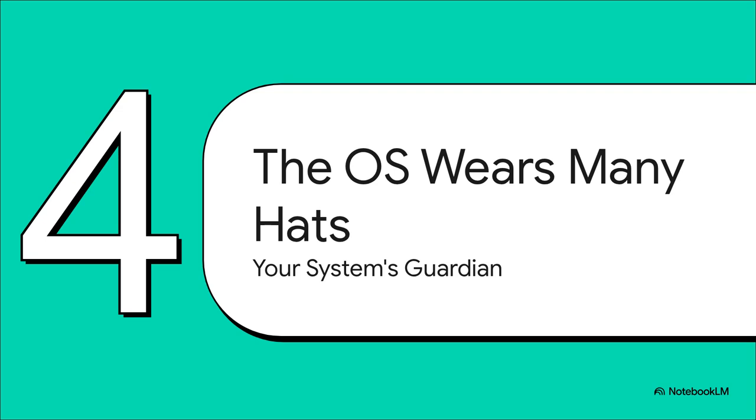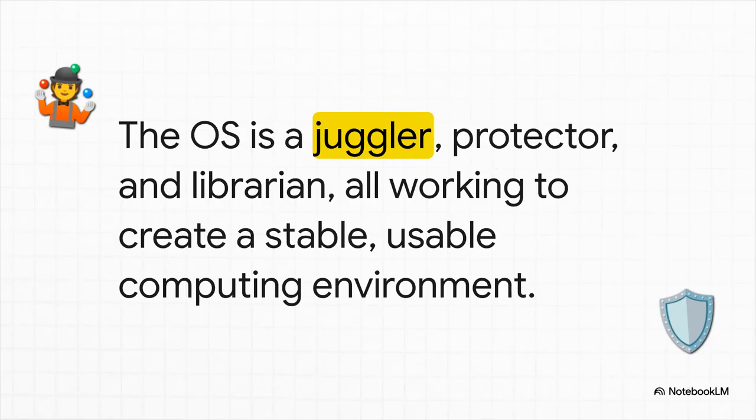So when you put this all together, it's pretty clear that the operating system isn't just one thing. It's this incredibly complex piece of software that has to wear a whole bunch of different hats to keep your computer humming along. So let's recap. It's a master juggler, using time-sharing to create that amazing illusion of multitasking. It's a vigilant protector, using memory management and those dual modes to stop programs from running wild. And it's a meticulous librarian, using the file system to organize all of our data.